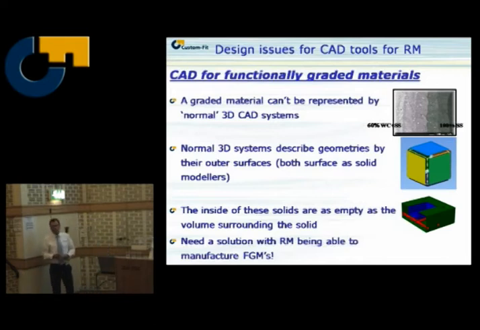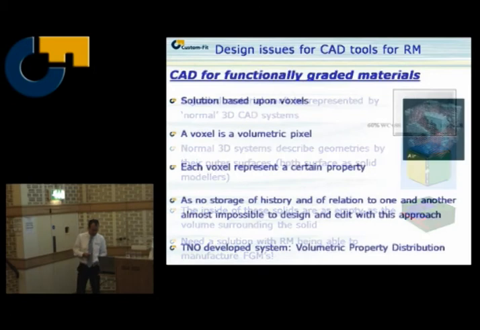We cannot represent that in a normal CAD system. We've seen it, it's just a description of the surface or a full solid. So we have to do something about it. We know that we have rapid manufacturing systems coming available to really manufacture the parts, but now we need a proper interface between the idea of functionally graded materials and the manufacturing.